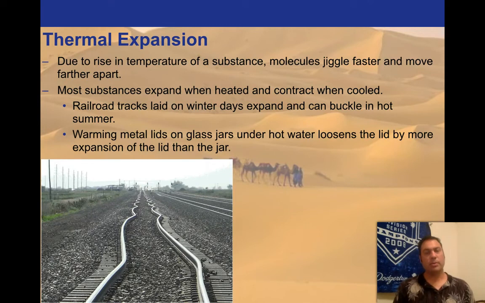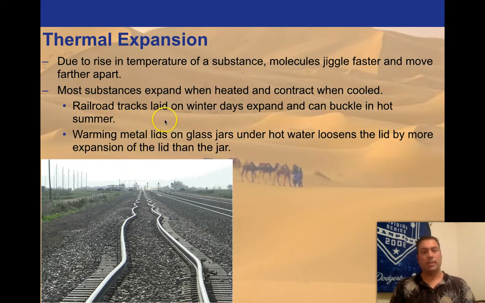All right, so it makes sense that the greater amount of jiggling in a solid, for example, the more space is going to be required. So if you heat something up, you have two atoms that are vibrating next to each other translationally. As they're vibrating, they take up more space. And that causes things to expand. Most material substances tend to expand when they get heated up. So due to a rise in temperature of a substance, molecules jiggle faster and move further apart.